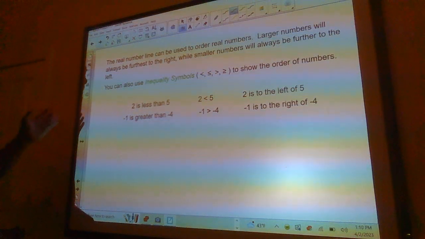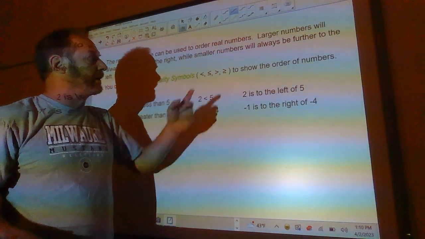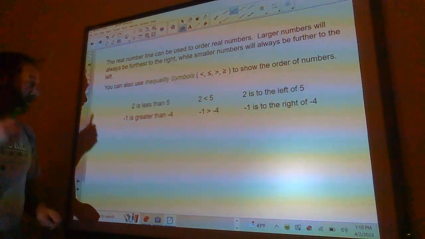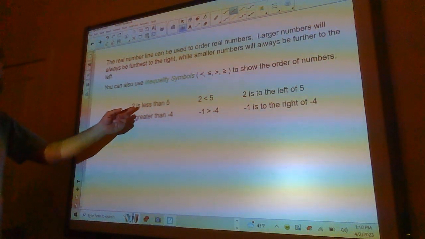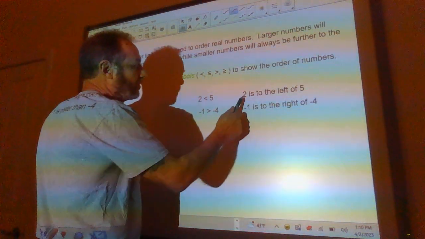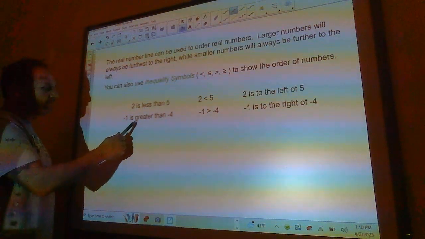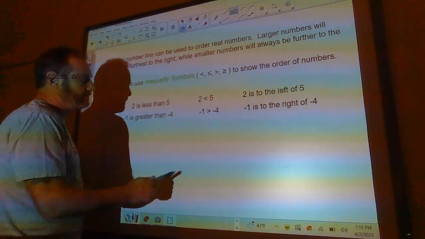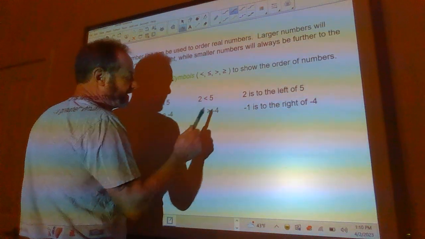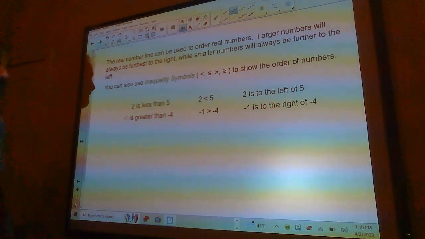You can use inequality symbols like less than or equal to, greater than or equal to, to show the order of numbers. So here we have 2 is less than 5. We can write it like this: 2 is less than 5. Or we can say 2 is to the left of 5. Negative 1 is greater than negative 4. So we can write negative 1 is greater than negative 4. Or negative 1 is to the right of negative 4.